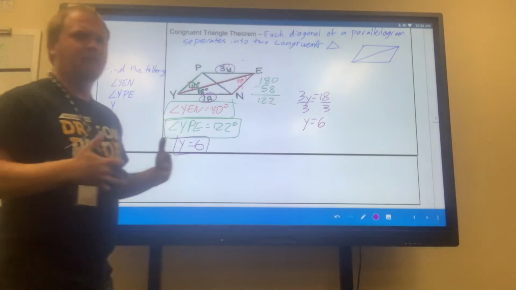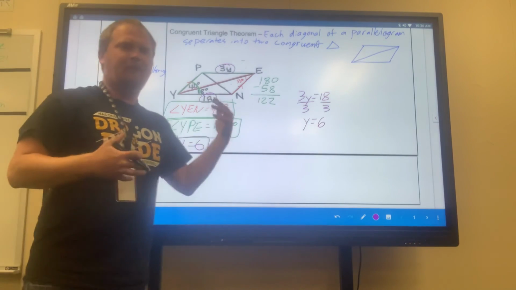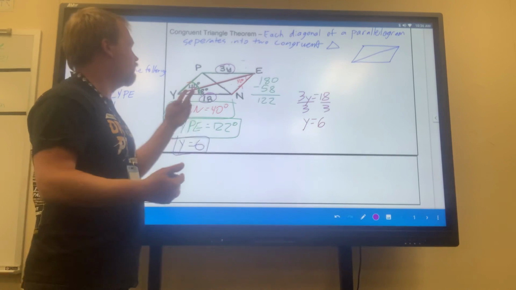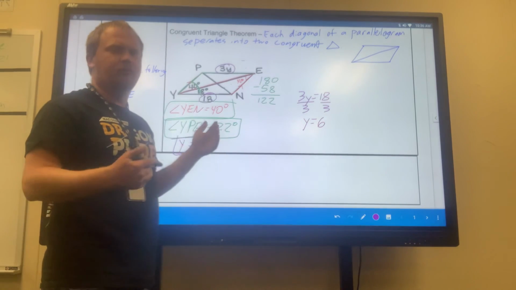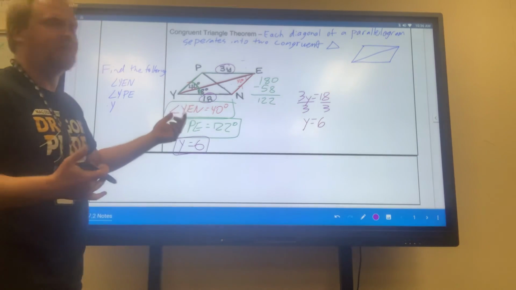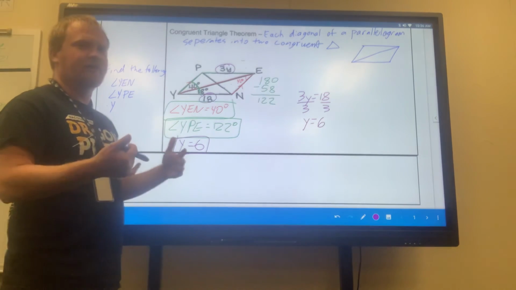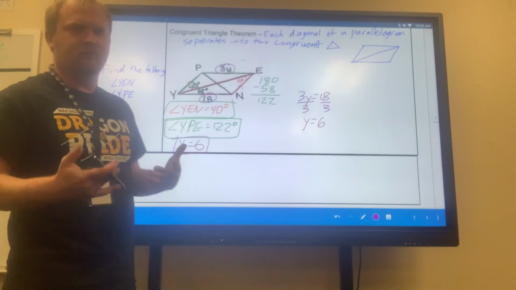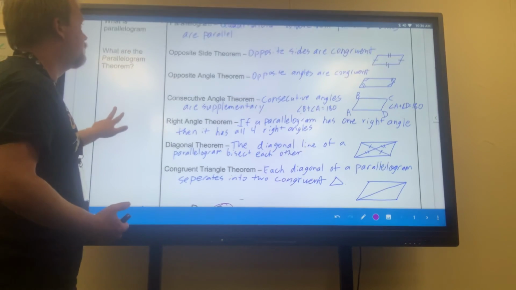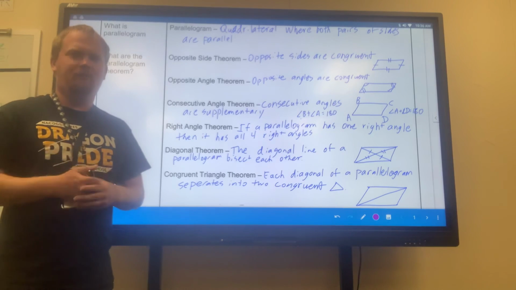Alright, and we were able to do this because we know certain facts about parallelograms. For one, we know opposite sides are parallel. Two, we know opposite angles are congruent, but that didn't help us find this. What helped us find this was consecutive angles being supplementary. And lastly, we know that opposite sides are congruent. So as long as we know these facts or these theorems of parallelograms, we're going to be in good shape.